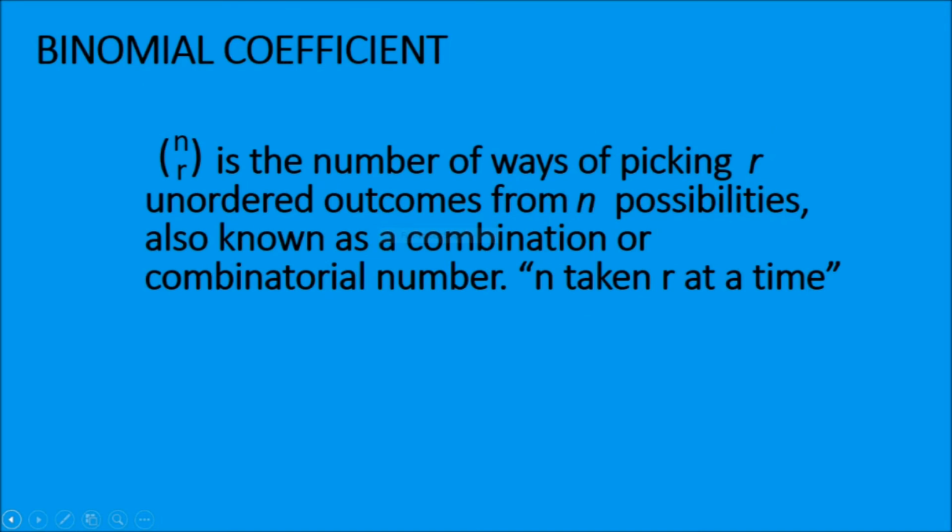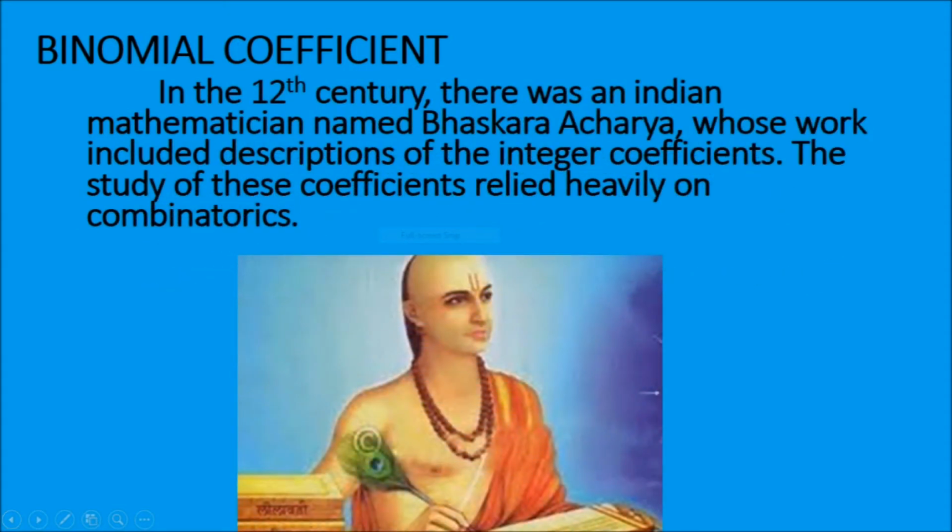Binomial coefficient. So why is this binomial coefficient correlated to combination? Because binomial coefficient can be expressed using combination. So parenthesis n, r, close parenthesis is the number of ways of picking r unordered outcomes from the n possibilities, also known as the combination or combinatorial number, n taken r at a time.